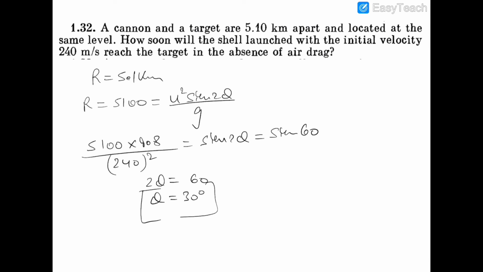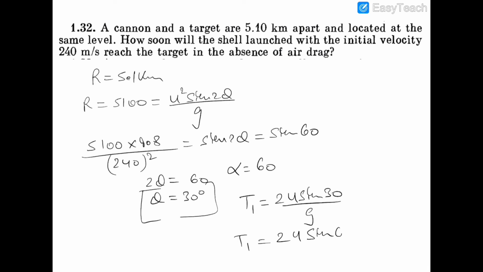So we know that there are two angles for which range is same. So the other angle would be 90 minus 30, which is 60. So the time of flight will be equal to either 2u sine 30 by g, or 2u sine 60 by g. Okay, and in both these cases the time of flight would be 0.41 minutes in this case, and 0.71 minutes in this case.